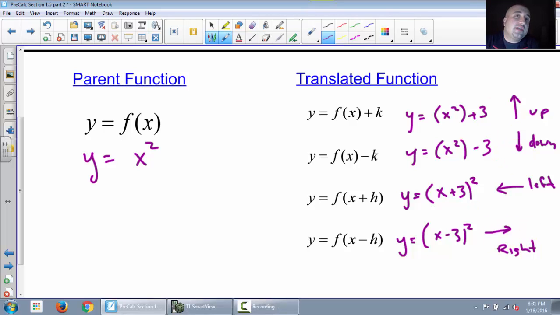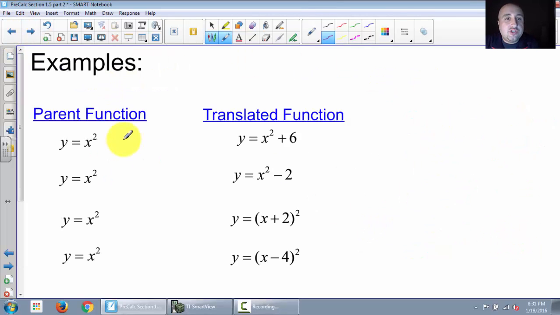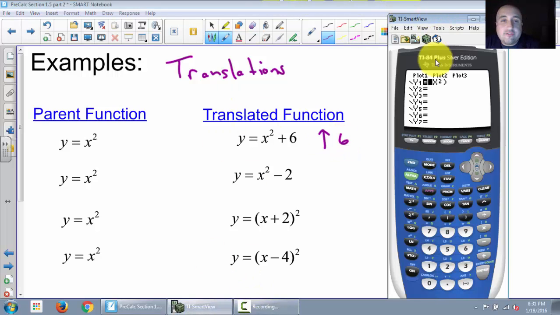All right, so let's look at some examples. This is what we kind of just did. Here are examples of translations. Our parent function is y equals x squared. If we take the x squared and we add a 6 after it, this is going to move our graph up 6. Let's look at the graph and see what we have here. So we have x squared graphed, and then I'm going to add 6 to it at the end. This should move our graph up 6.